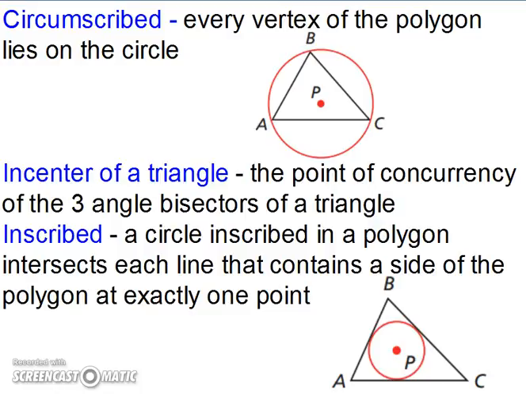Circumscribed. Every vertex of the polygon lies on the circle. The incenter of a triangle is the point of concurrency of the three angle bisectors of a triangle. So incenter deals with angle bisectors. Inscribed. A circle inscribed in a polygon intersects each line that contains a side of the polygon at exactly one point.